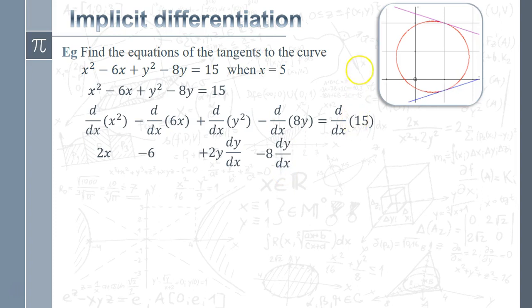And what happens when I differentiate 15? When I differentiate a constant, that just becomes 0. So there's our differentiation, and we get that expression there. That's exactly the same as the line above it, but I've just written it without all the gaps, so it looks a bit more normal.